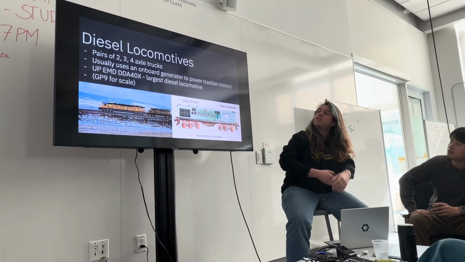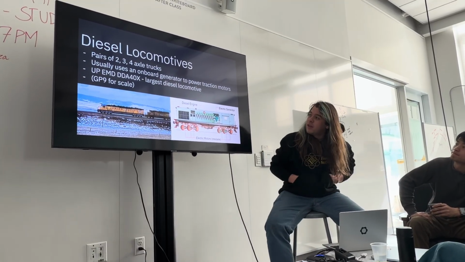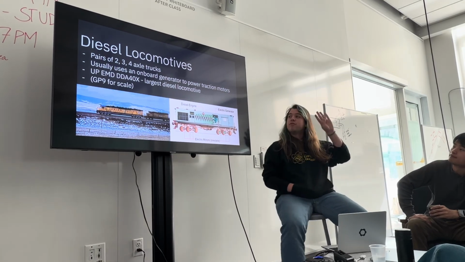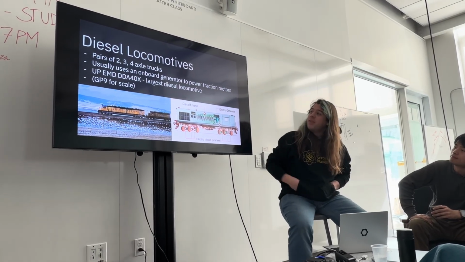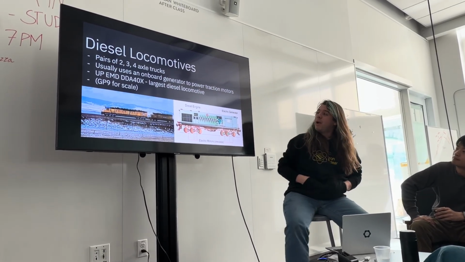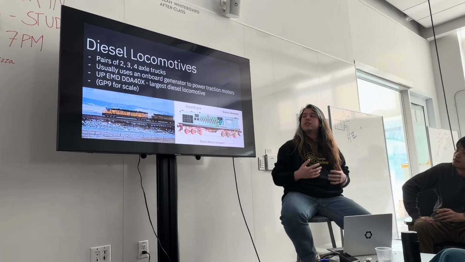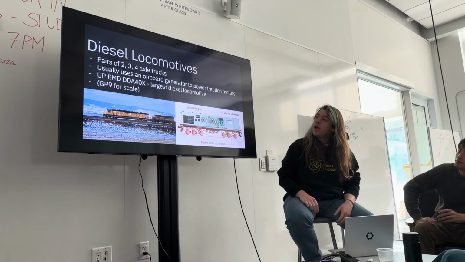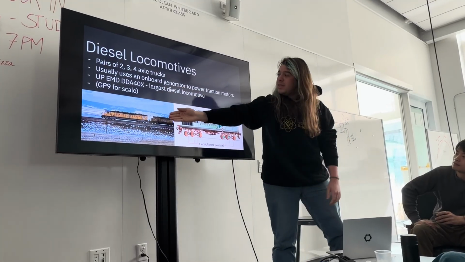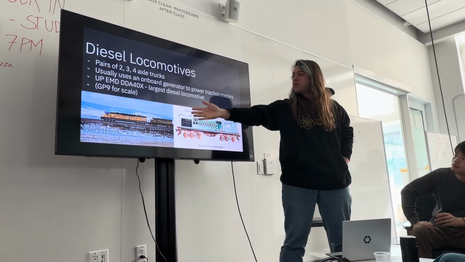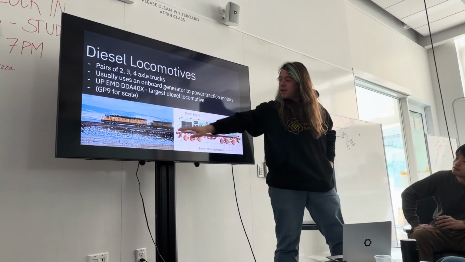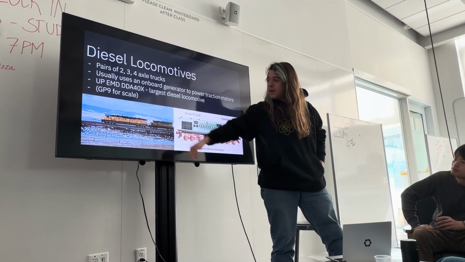And then we also have diesel locomotives, which are more popular nowadays. These have sets of 2, 3, and 4 axle trucks. And then they usually use some kind of onboard generator to power these traction motors. These are usually some kind of diesel-electric configuration as opposed to direct diesel power drive. This is the Union Pacific EMD DDA40X, which is the largest diesel locomotive that's run in the States. And this is a more standard GP9 for scale.